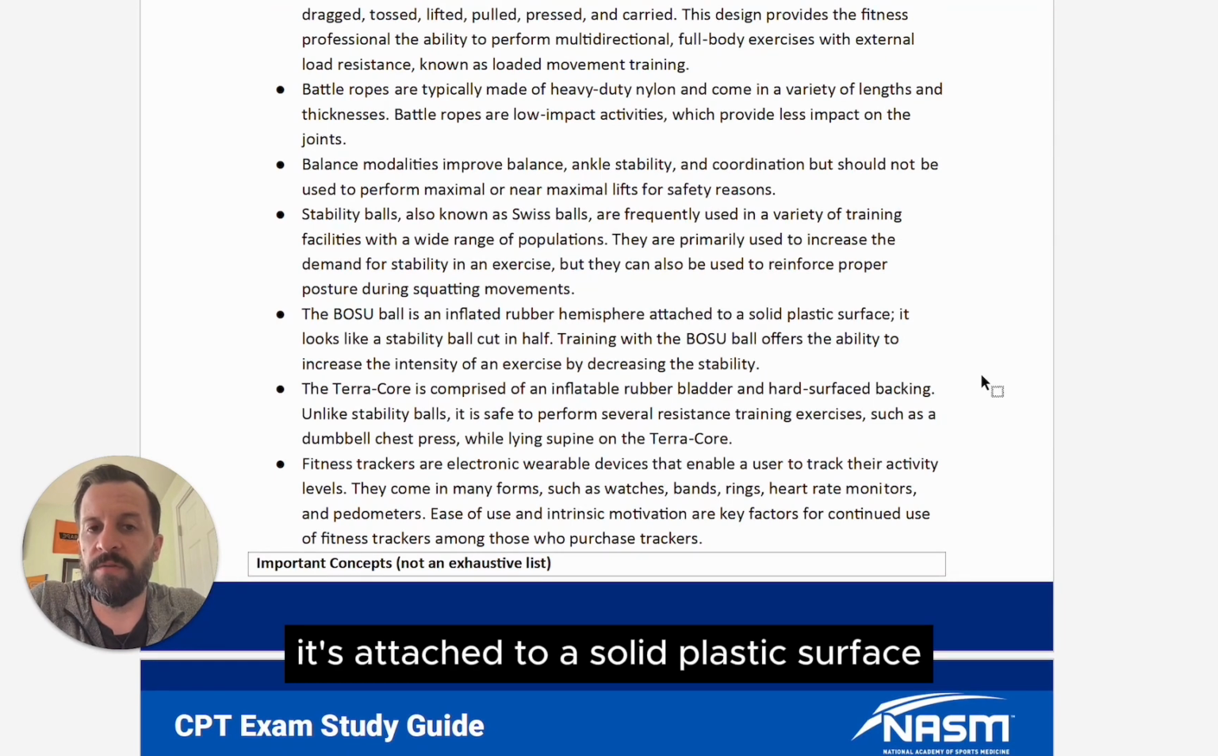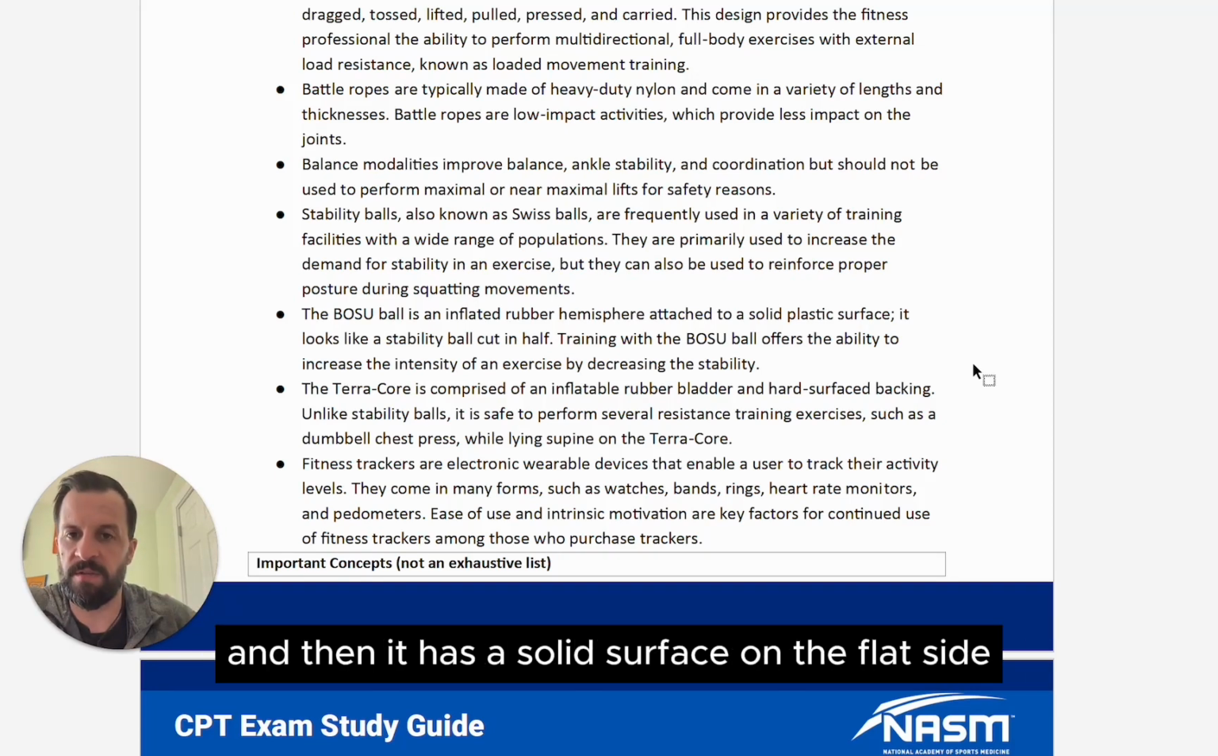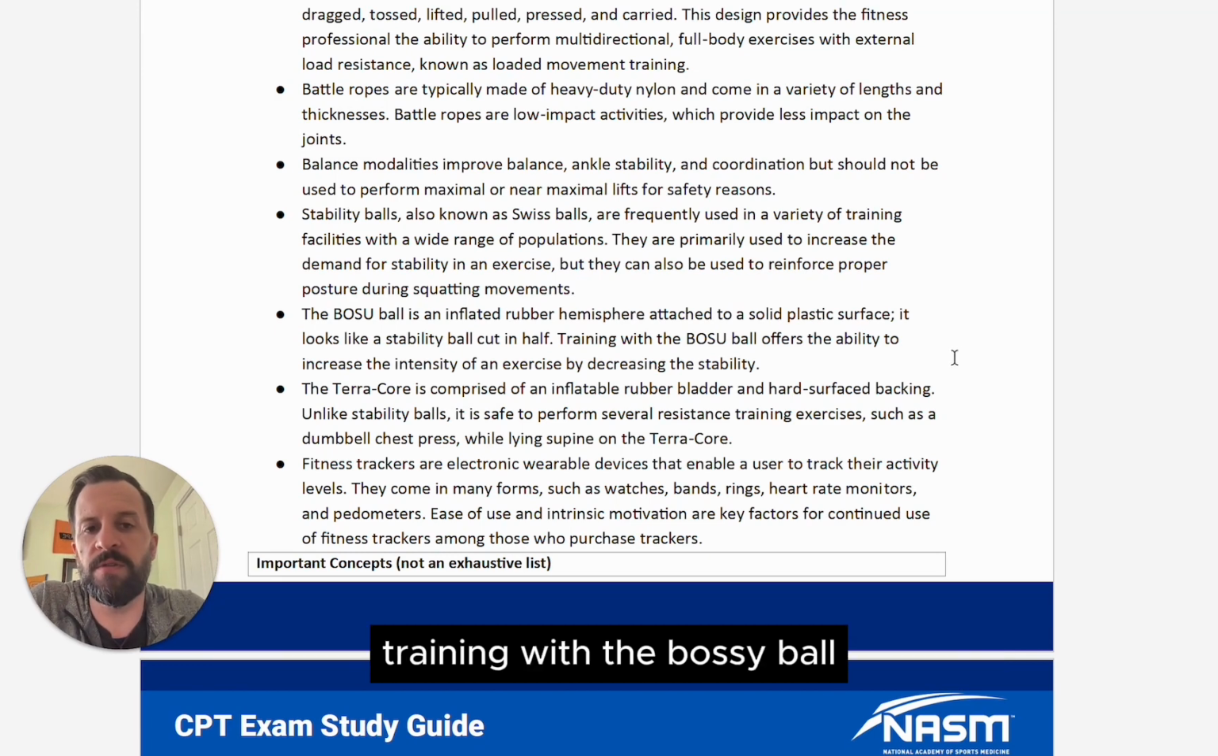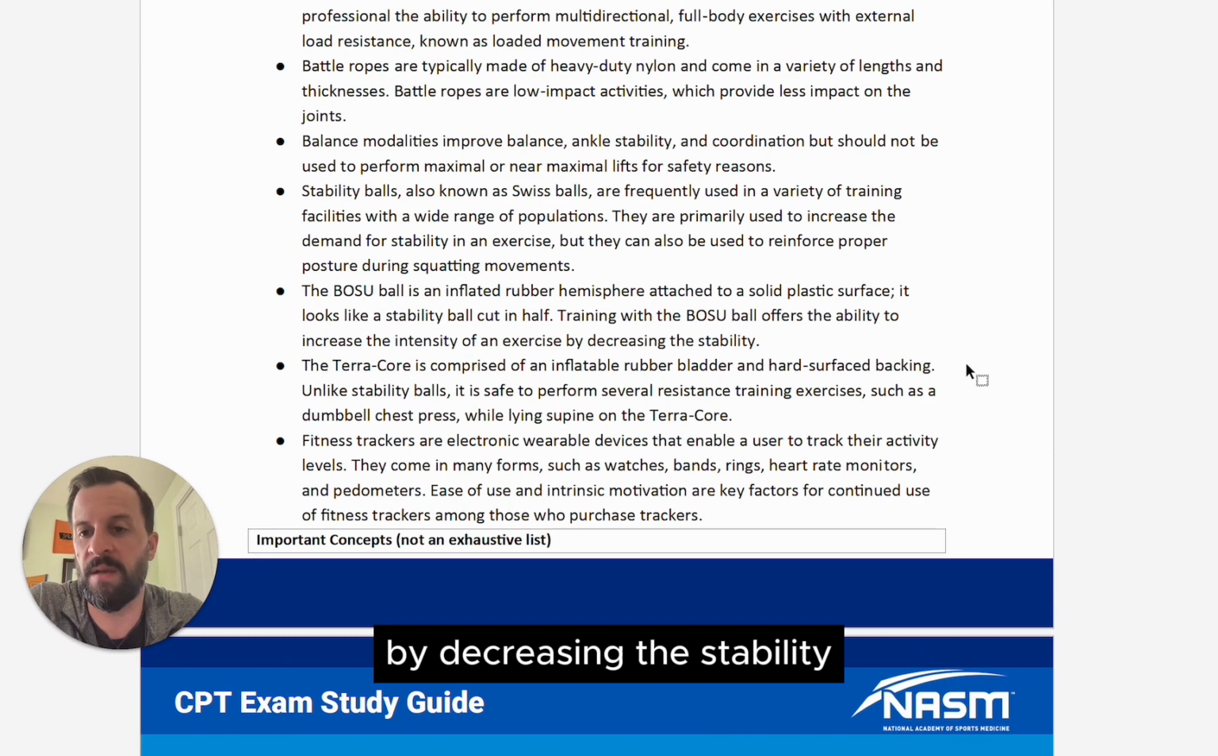It's attached to a solid plastic surface. So it looks like a stability ball that's been cut in half, and then it has a solid surface on the flat side. Training with the Bosu ball offers the ability to increase the intensity of an exercise by decreasing the stability.